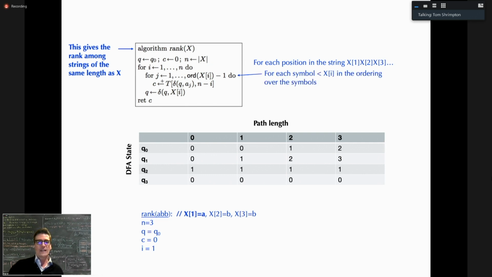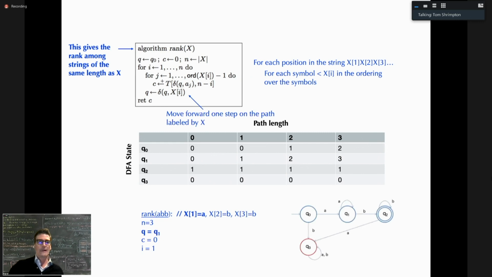Then we're going to say, okay, for each symbol in the ordering over symbols that's less than the symbol I'm currently looking at, well, the symbol I'm currently looking at is A. There are no symbols that are less than A. So I can just skip this loop entirely. And what you do is you then move forward. You say, okay, given the state I'm in, which is the start state, if I consume that first character, I'm going to move to the next state. So I'm in Q0, I consumed an A, I move to Q1. So we update q to be Q1.